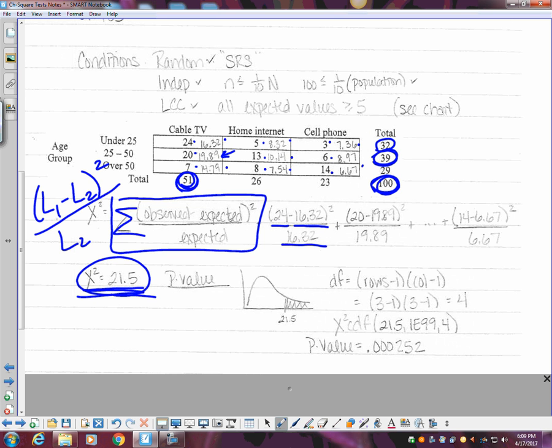So now I have my chi-squared. I draw my chi-squared curve. Put my number, shade to the right. Always, always, always shade to the right. I show my degrees of freedom formula. I have 3 columns and 3 rows, so this is going to be 2 times 2, which is 4. There's my chi-squared CDF, and there's my tiny p-value.